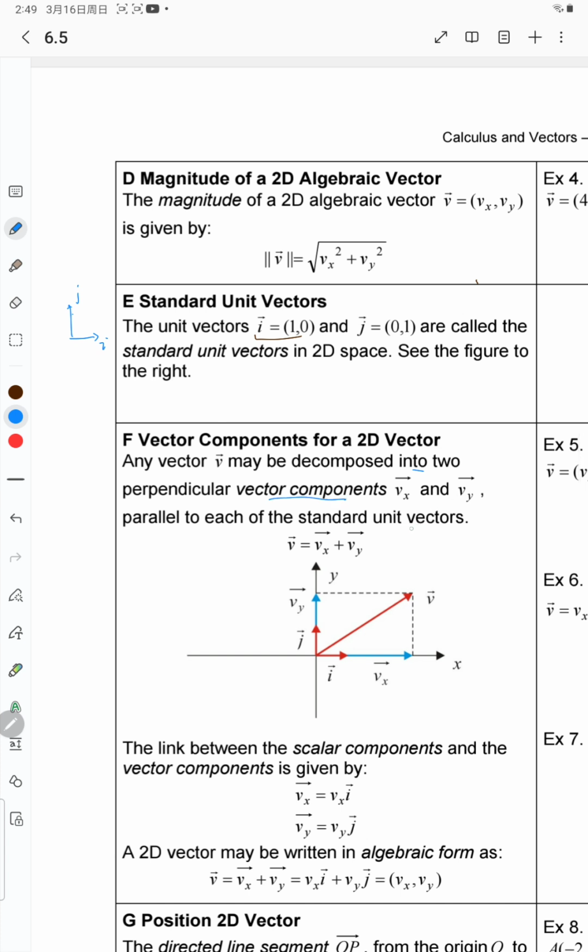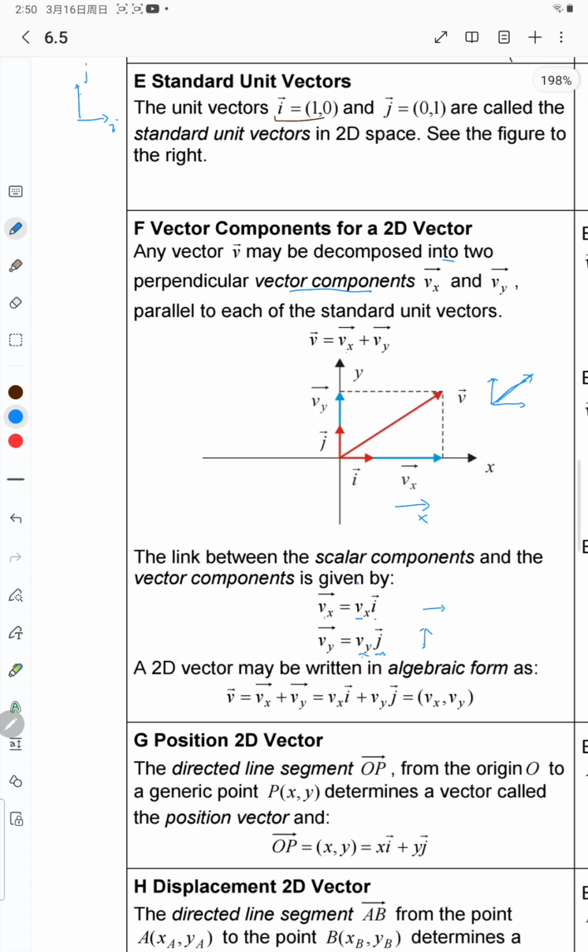So it's almost like using the vector sum. We have the sides of our triangle, and the summation of these two vectors is going to be in this direction. And then the link between scalar components and vector components: it gives this vector v a direction i with magnitude vx, and a vertical direction j with magnitude vy.